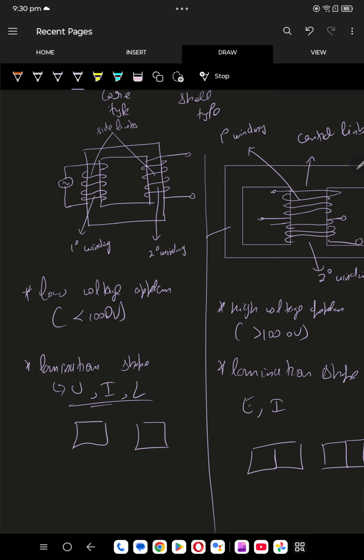The first point is 2 side limbs, primary and secondary winding on side limbs. Second, here it is 3 limbs, 2 side, 1 central, primary and secondary winding on the central limb. Next point is this core is for less than 1000 volts application, low voltage. That one is for more than 1000 volts, high voltage applications. The next one, laminations, is of I, L and U shape. Here the laminations are of E and I shape.